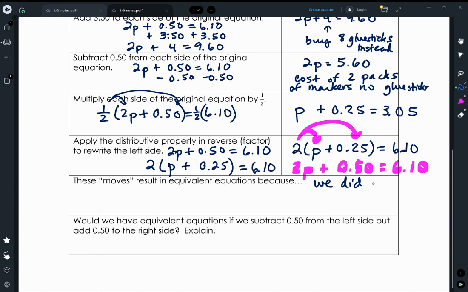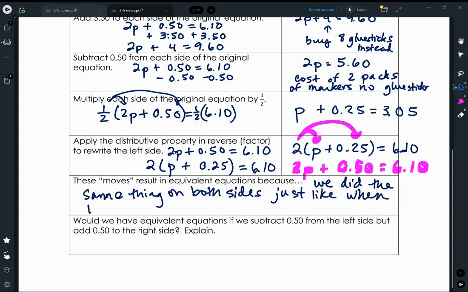We did the same thing on both sides. Just like when we solve an equation. These are our properties of equality. So we talk about adding the same number on both sides, addition property of equality. We use distributive property. So anything that we're doing the same on both sides.